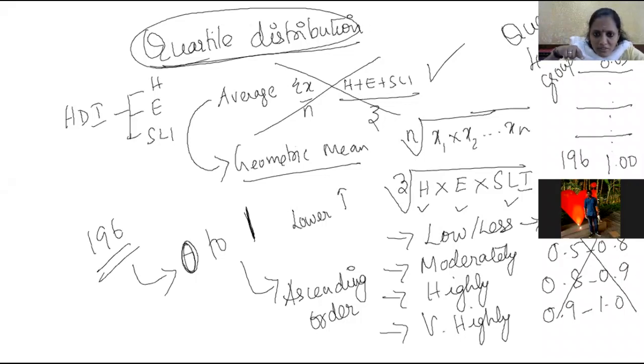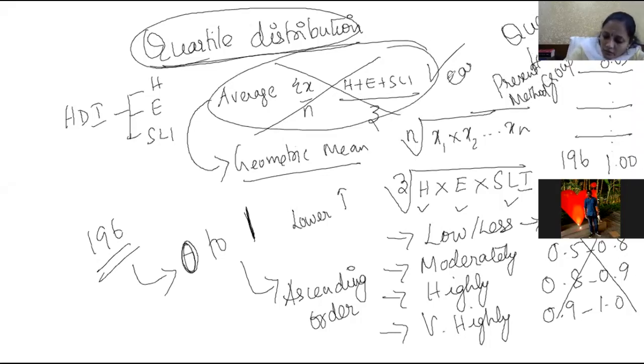Why did you strike the values on the screen, ma'am? Because this is a method which was followed earlier. Earlier method. Present method. This is the present method. Quartile distribution is the present method. This was the earlier method. And this is the present method.